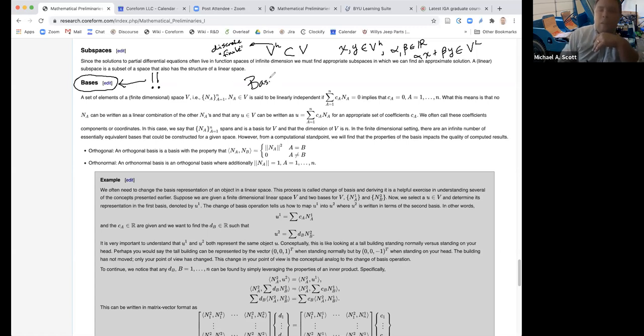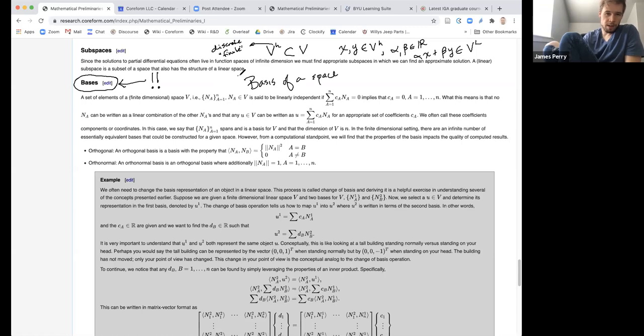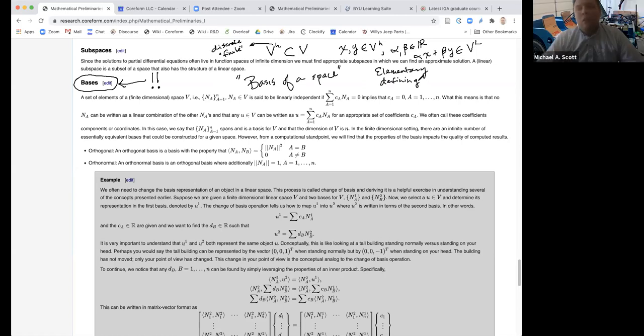Basis of a space. Is it what defines like the most elementary part? The most elementary definition of a space. Oh, it's good, James. Yeah, you're going in the right direction.